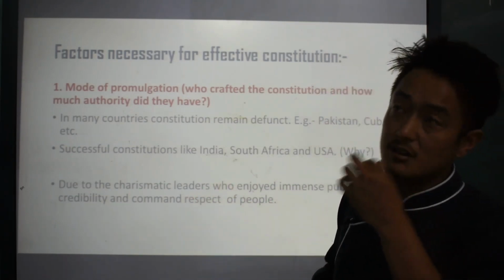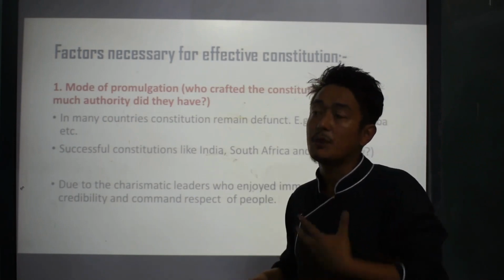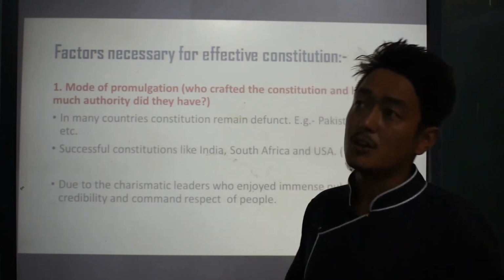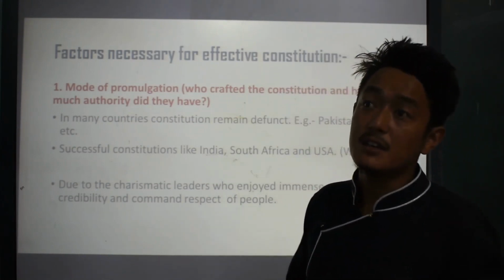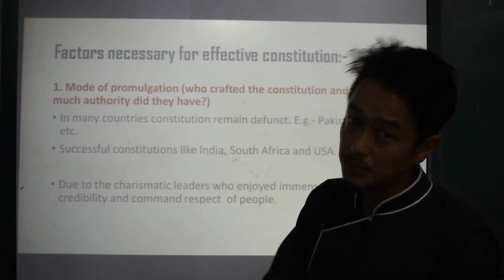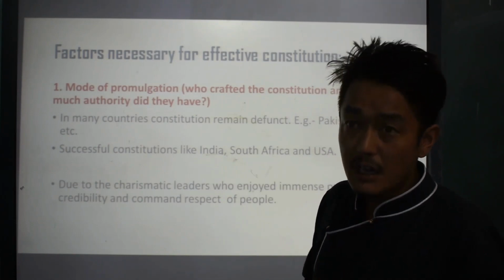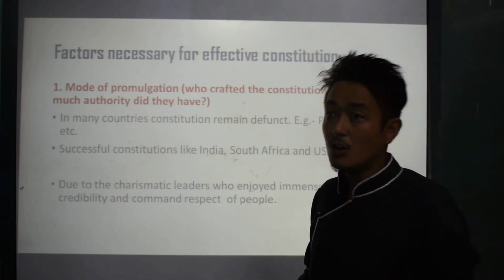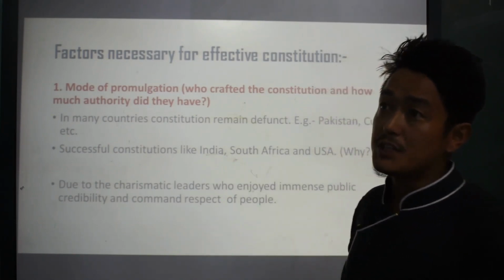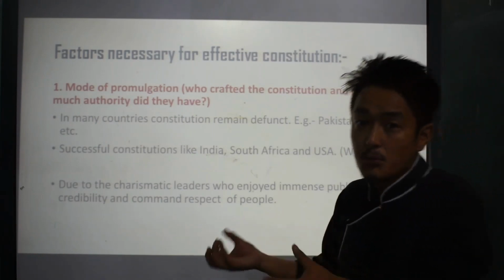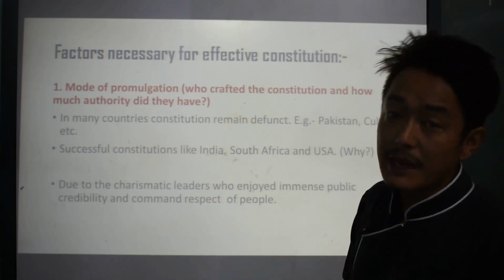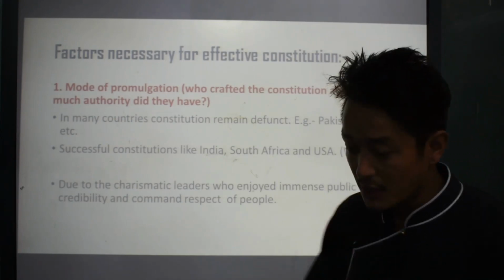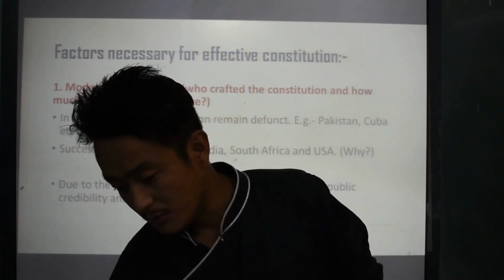Now, there are some countries whose constitutions have been very weak because they were created or framed by leaders who are not popular among the people, or who are dictators. Either they are dictators or they are kings, which does not have popular support from the people. Therefore, it did not remain an effective constitution. Okay, so this is one of the major factors.